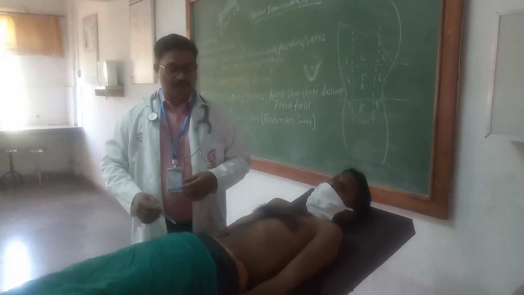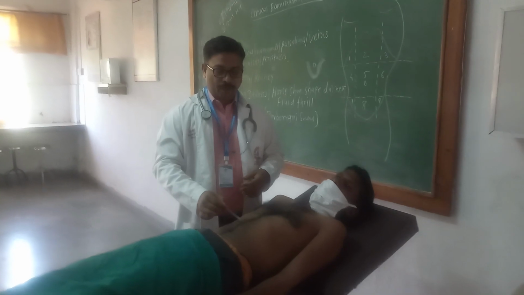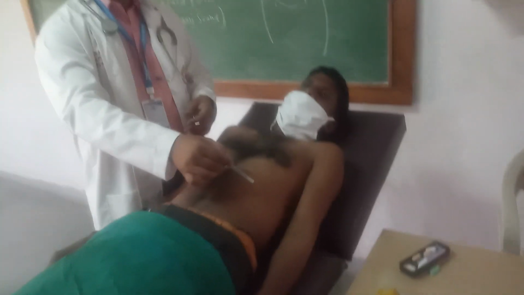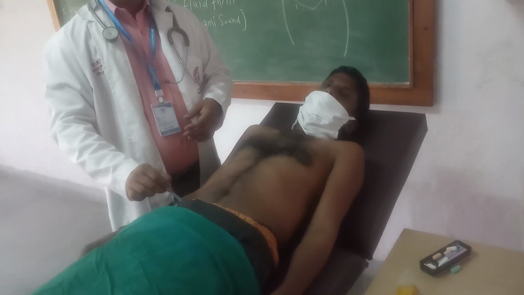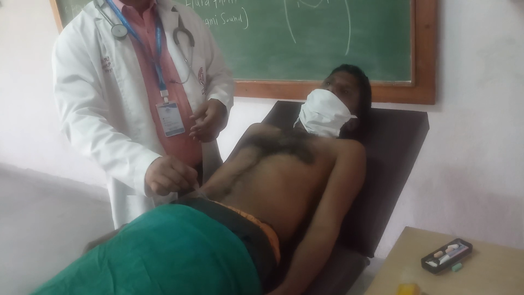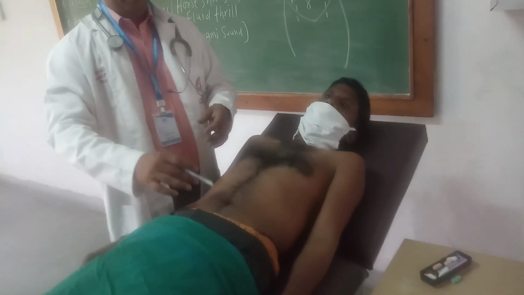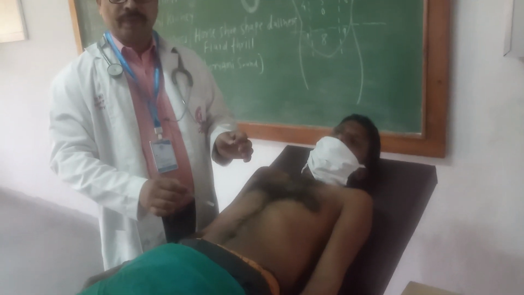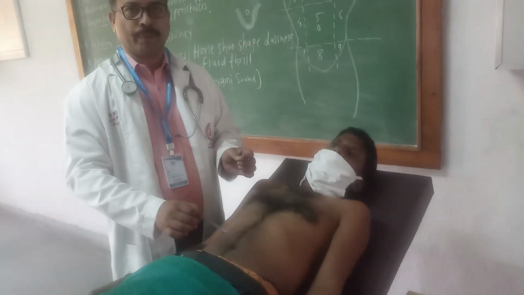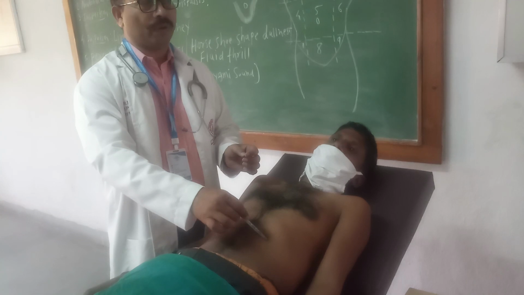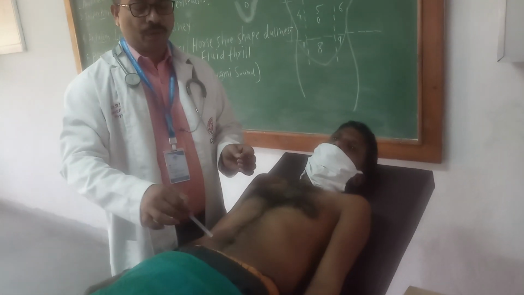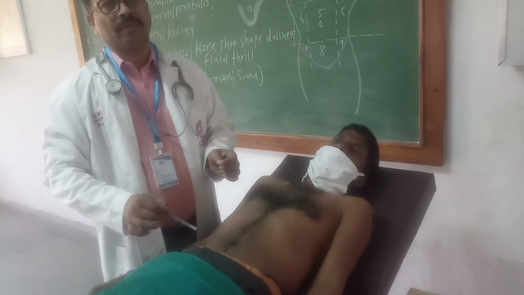So the abdomen has 9 quadrants: right hypochondrium, epigastric, left hypochondrium, right lumbar, umbilicus, left lumbar, right iliac, suprapubic or hypogastrium, left iliac. In the abdomen, the liver is located in the right hypochondrial region, the spleen is located in the left hypochondrial region, while the kidneys are located retroperitoneally in the lumbar region.